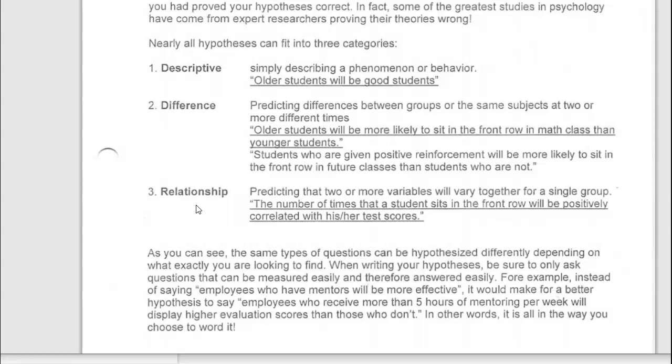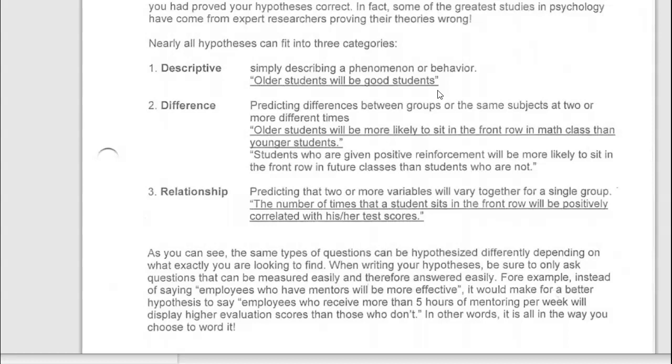So, descriptive. Older students will be good students. We talk about the concept of operational definition in this class a few times during the semester. Well, now it comes up again. What is an older student? Someone over 21? Someone over 30? Someone who's at least 40 years old? I would need a definition.